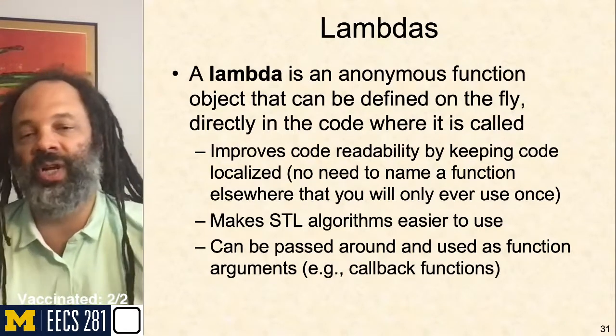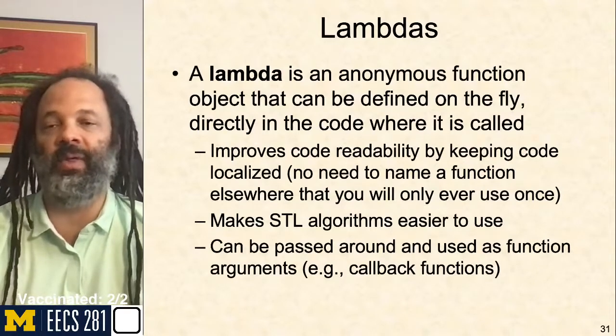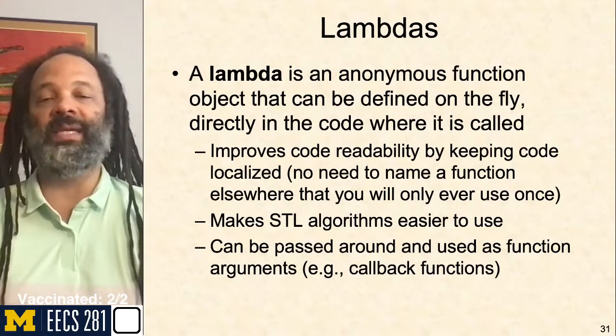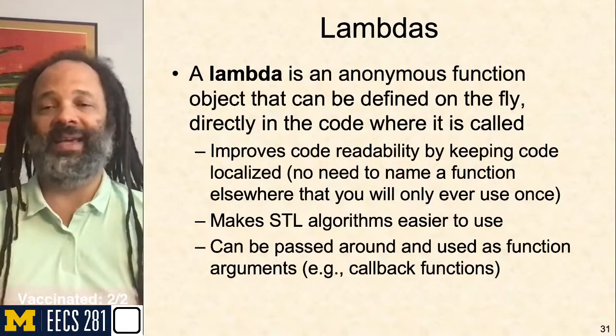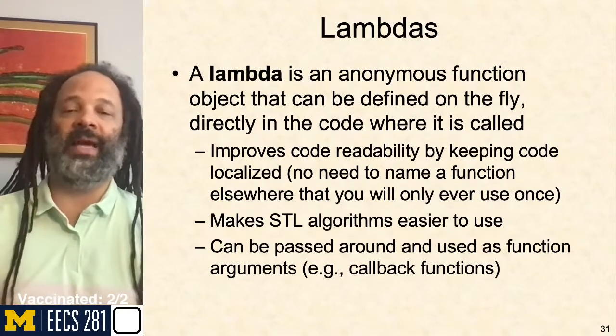You don't have to name a function. You don't have to do anything else. If you're only going to use this once, why make a whole object and a whole function to deal with it? We could just do this as a lambda. It's great. It can make a lot of STL algorithms easier to use. What's powerful about the STL algorithms is they're all customizable with a function object. And so learning how to use lambdas is great.